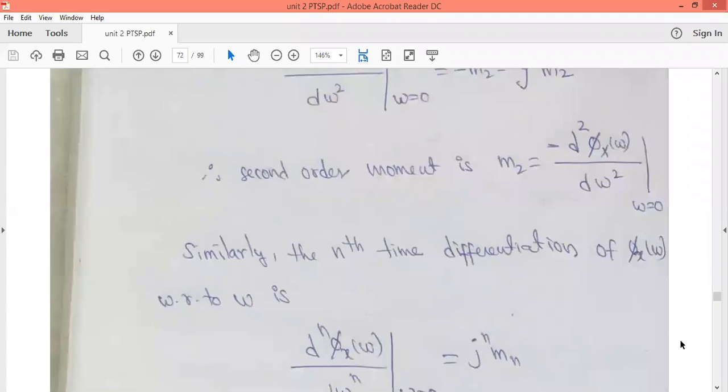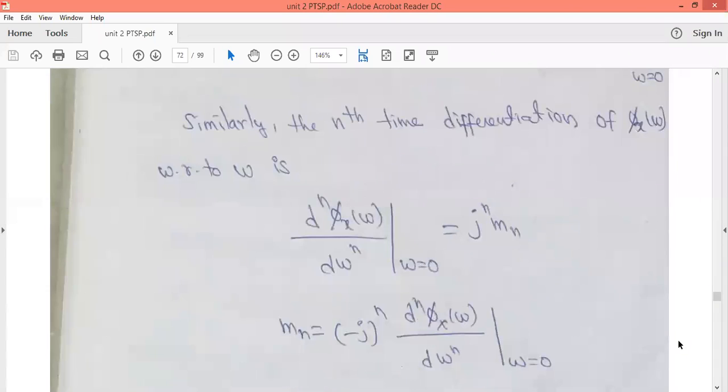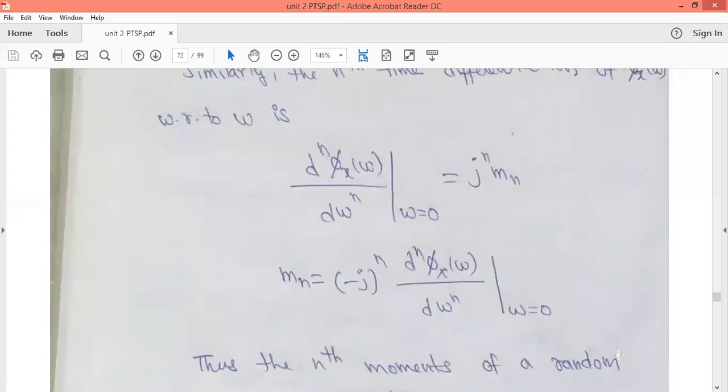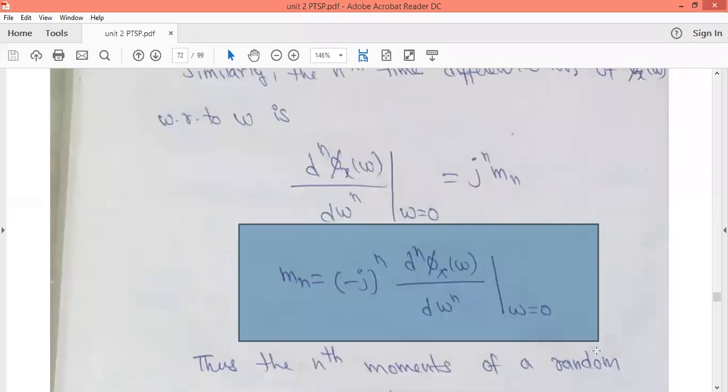Okay. Similarly, this can be expanded for the generalized equation. The generalized equation can be written as mn is equal to minus j power n d power n phi x of omega by d omega power n, where omega is equal to 0. Okay, so this gives us the relation between the moments. We are finding the moments about the origin from the characteristic equation.